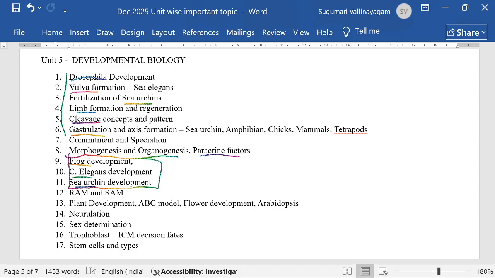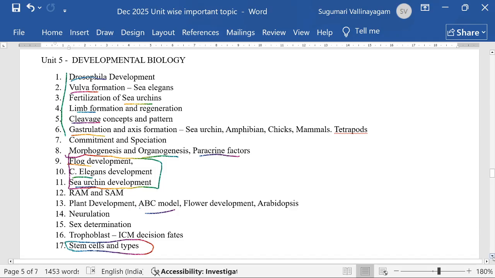Next, RAM and SAM activities, and then plant development, the ABC model, which we already studied previously. So the ABC model is very important. Okay, then neuralization and sex determination, trophoblast and stem cell types, from which they will definitely ask one question.